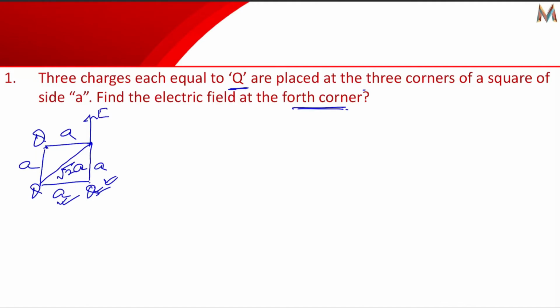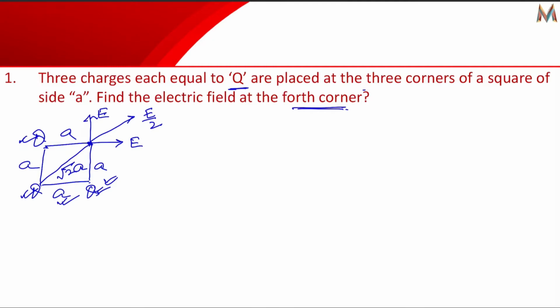Let it be E. Similarly, the electric field due to this Q at this point will be the same, but in this direction, E. At this distance, which is root 2 A, the electric field in this direction due to this Q will be E by 2, because this distance is root 2 A.